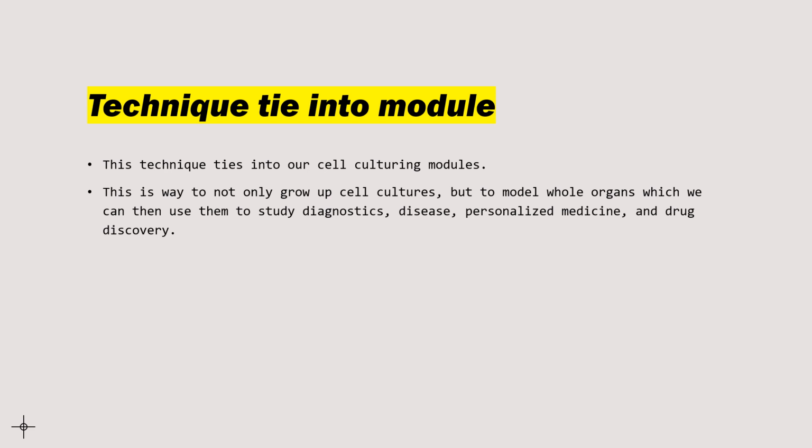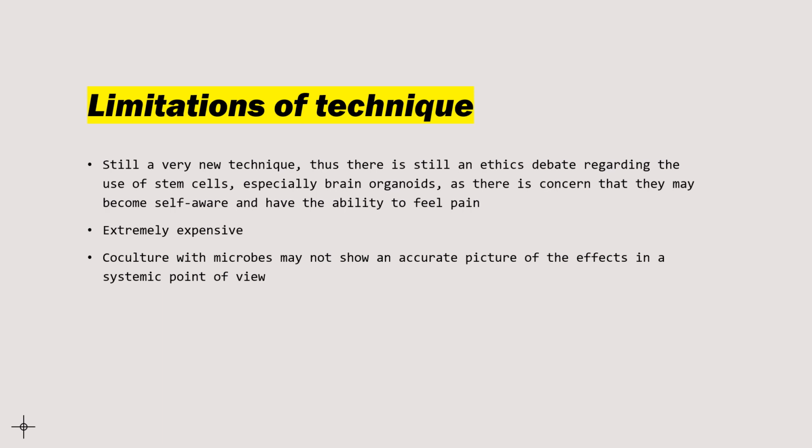So this technique obviously ties into our cell culturing model. This is a way not only to grow up the cell cultures, but it is a way to model whole organs, which can then be used to study a variety of different things. Some things that have been done are diagnostic work, looking at diseases and how they affect the cells within our organs, personalized medicine, and new drug discovery, potentially new drug targets, all these things. This technique is super interesting.